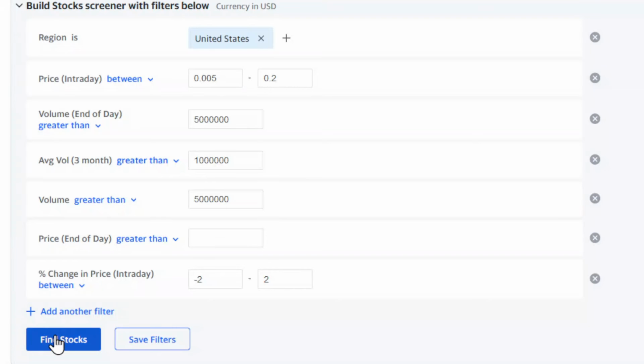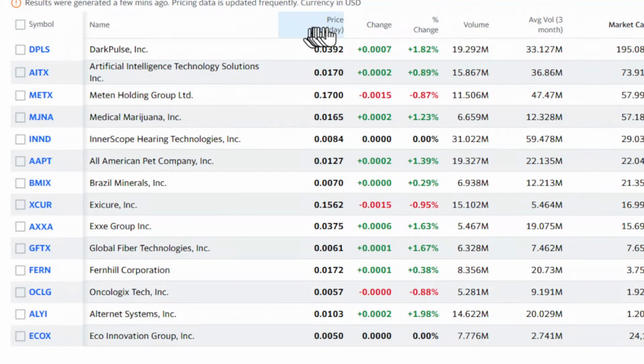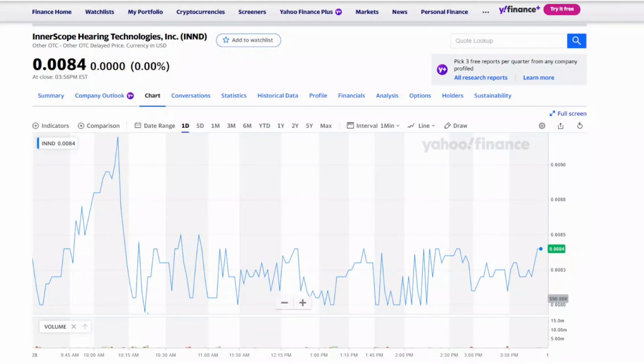Let's click on Find Stocks. Let's sort by price. You've been watching the previous videos. You know how to get to each stock's main chart. So I'm not going to go over that. I want to add one new thing. There's this little part right here that is volume.